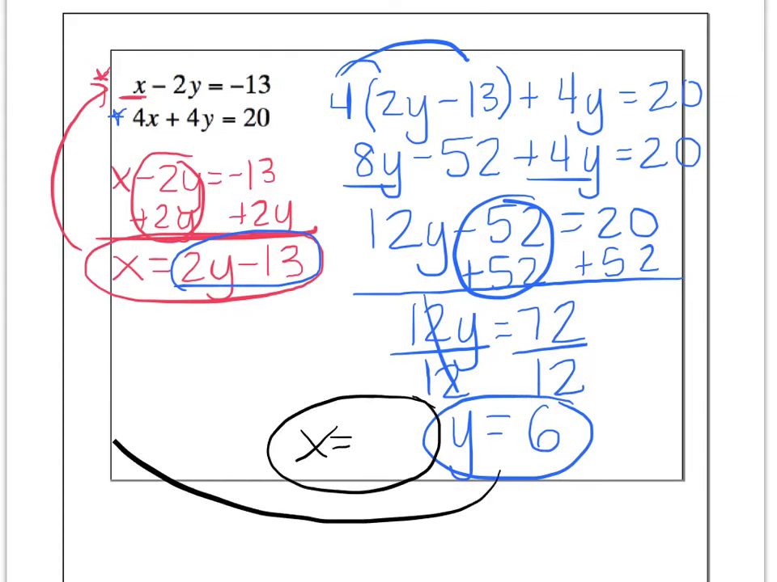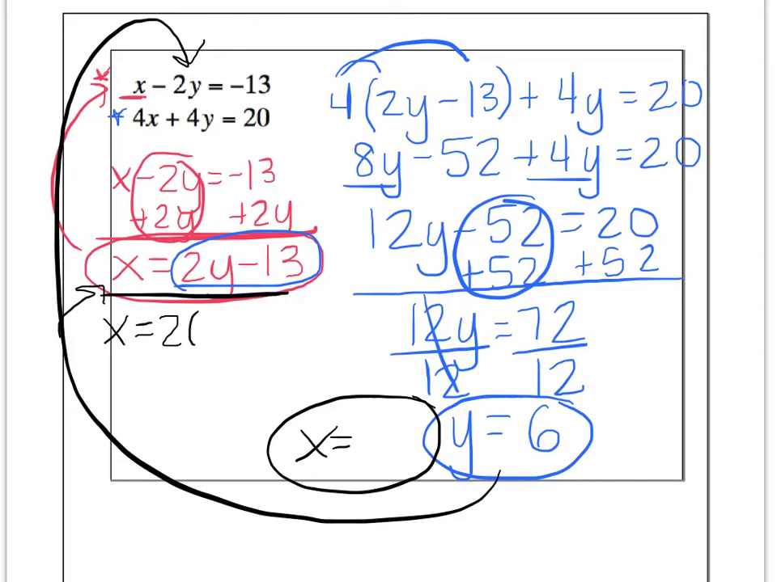So I'm going to take my y and I'm going to plug it in to any of the equations. This one here is probably the easiest because it's already solved for x. So I'm going to put x equals 2 times 6 minus 13. Well, 2 times 6 is 12, minus 13 is going to give me a negative 1. So x equals negative 1 and y equals 6.